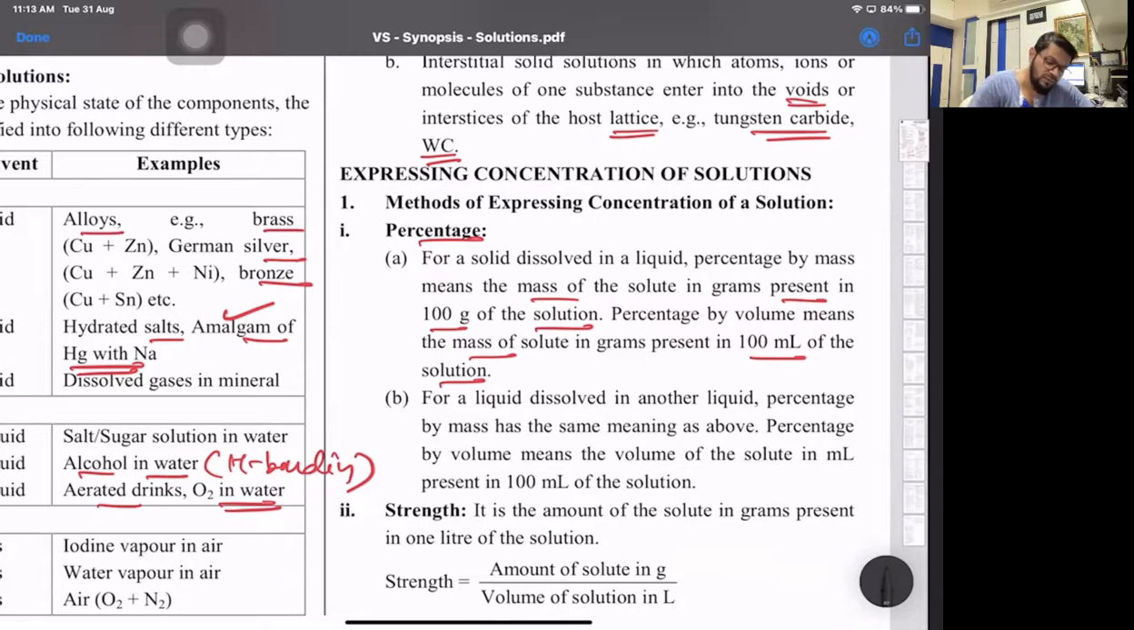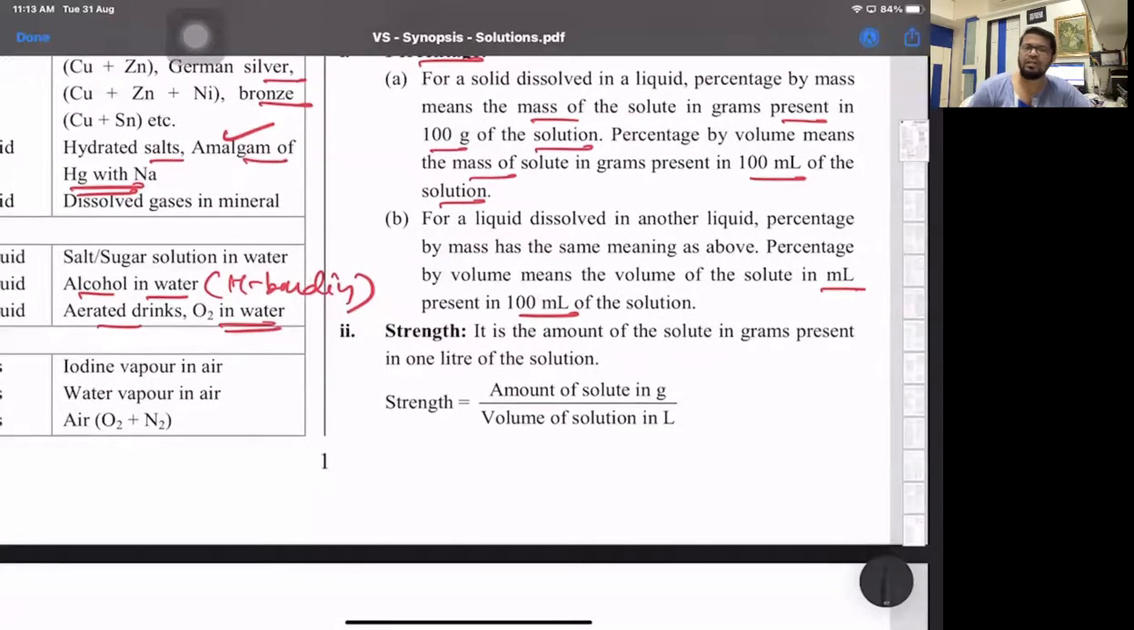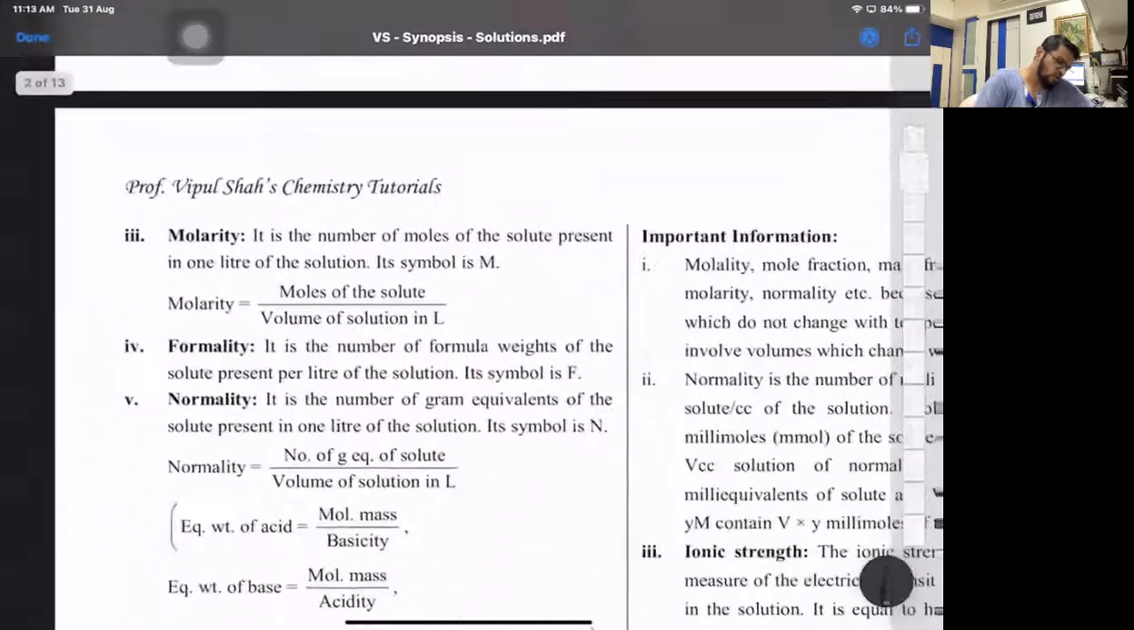Now, whenever this word comes, ml of solution or 100 grams of solution, keep in mind, solution means solute plus solvent together. That's the solution. Okay. Strength can be measured over there with respect to 1 liter solution. So strength is nothing but the amount of solute present in a given volume, which is expressed in terms of molarity, molality, normality, that way. Okay. We'll talk about each one now.